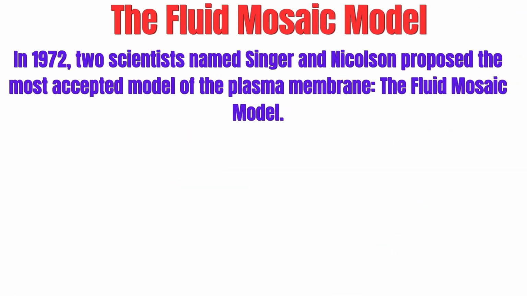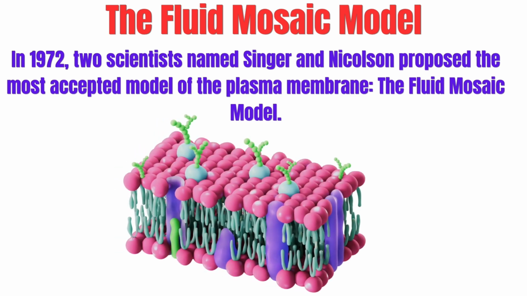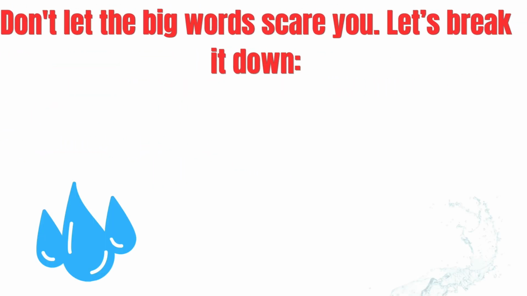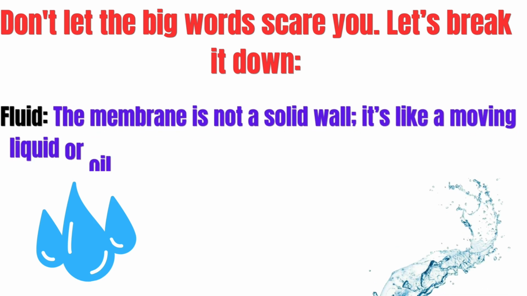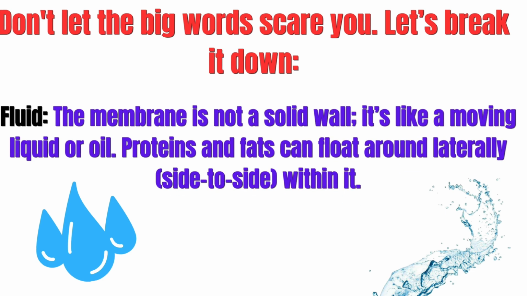The Fluid Mosaic Model. In 1972, two scientists named Singer and Nicholson proposed the most accepted model of the plasma membrane, the Fluid Mosaic Model. Don't let the big words scare you. Let's break it down. Fluid. The membrane is not a solid wall. It's like a moving liquid or oil. Proteins and fats can float around laterally, side to side, within it.